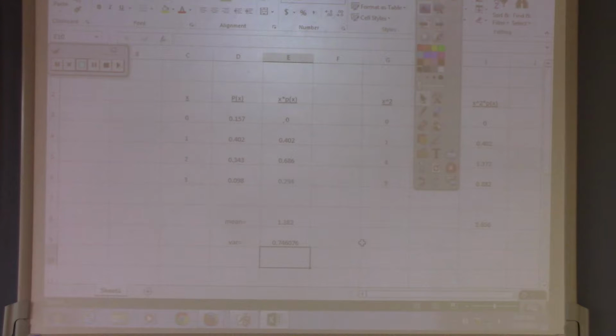There it is. And of course, to find the standard deviation, raise that to the what? To the 0.5 power. And you feel good about yourself.